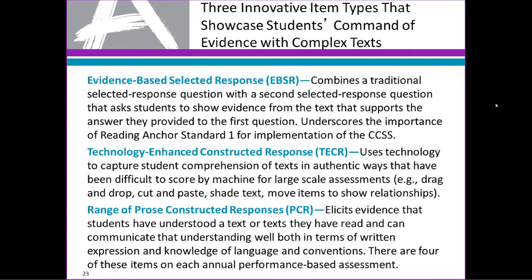The third type of item was a prose constructed response item. Here, these are written responses, likely to be hand-scored, that elicit evidence that students have understood a text or texts that they've read, and to communicate that using their best written expression and knowledge of language and conventions. And there are actually 4 of those items on the annual performance-based assessment. And we'll go to the next slide.